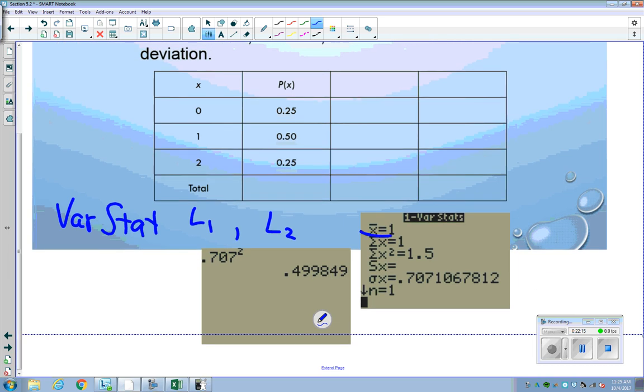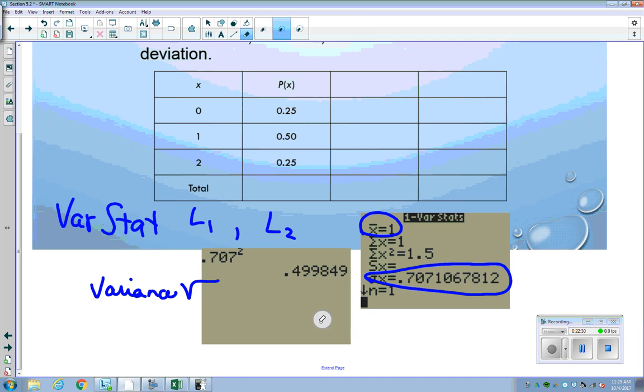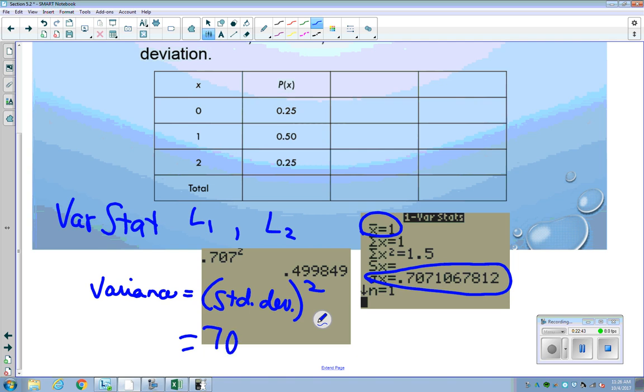So we'll circle the mean, we'll circle the standard deviation, and to get the variance, I'm going to take the standard deviation and square it. So in this case, it's going to be 0.707 squared, and I'm going to get 0.499, whatever, and we're going to round that to 0.50.